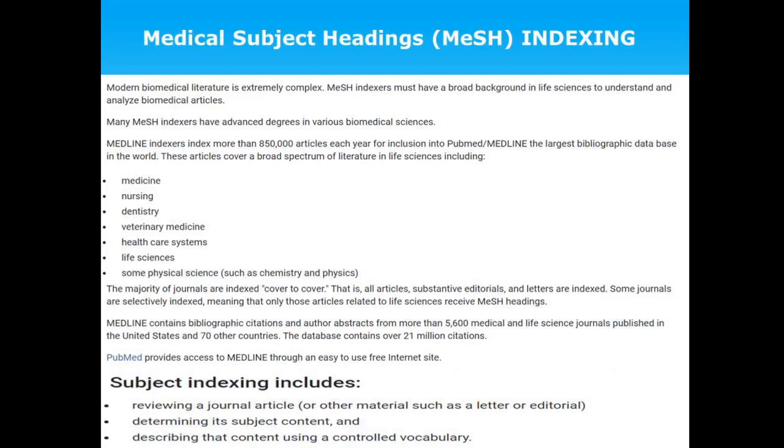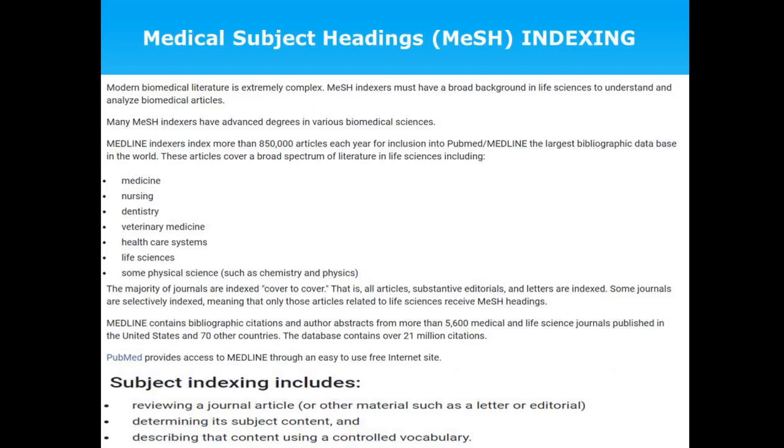So the subject indexing principle includes three important parts. First, you have to review a journal or other material such as a letter or editorial, whatever it may be. Then, after reviewing it, the indexer should determine the subject content of what the article is talking about. And the third part is describing the content using a structured controlled vocabulary. Here we are going to use medical subject headings, that is MeSH.